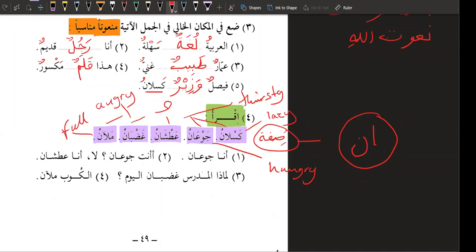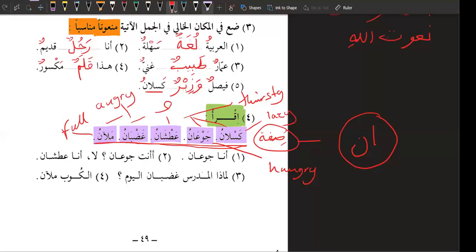And we go into more detail on these in the last lesson of this book, because it's what's called mamnu' min as-sarf. In English, they call it diptote. So kaslan, lazy, ju'an, hungry, 'atshan, thirsty, ghadban, angry, mal'an, full.